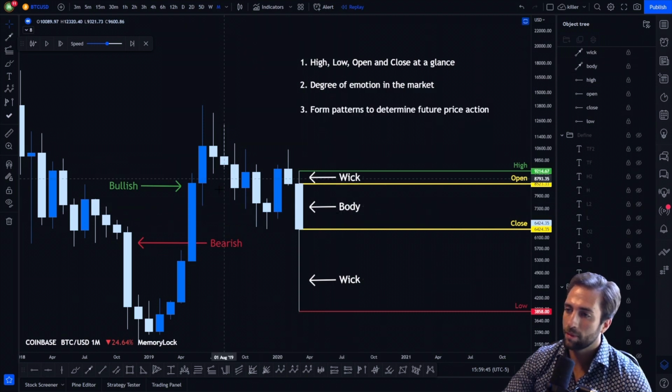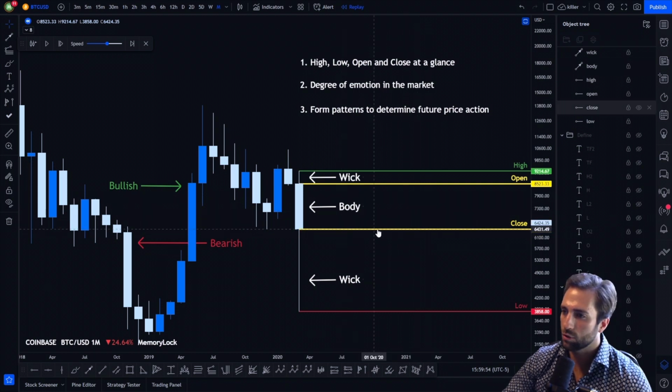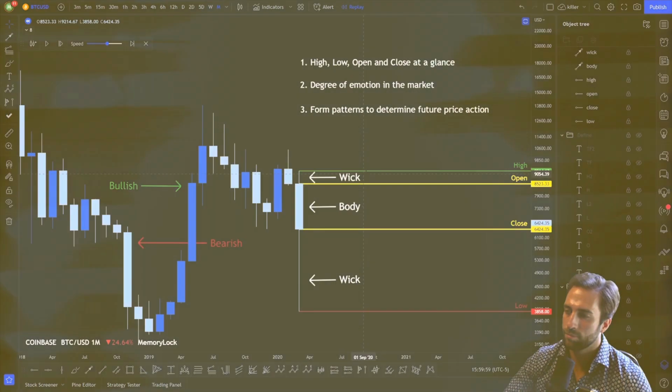And lastly, the candlesticks can form patterns to determine future price action, whether it be engulfing patterns, evening stars, trend lines, channels, or triangles and wedges, all of which we'll cover in future tutorials.